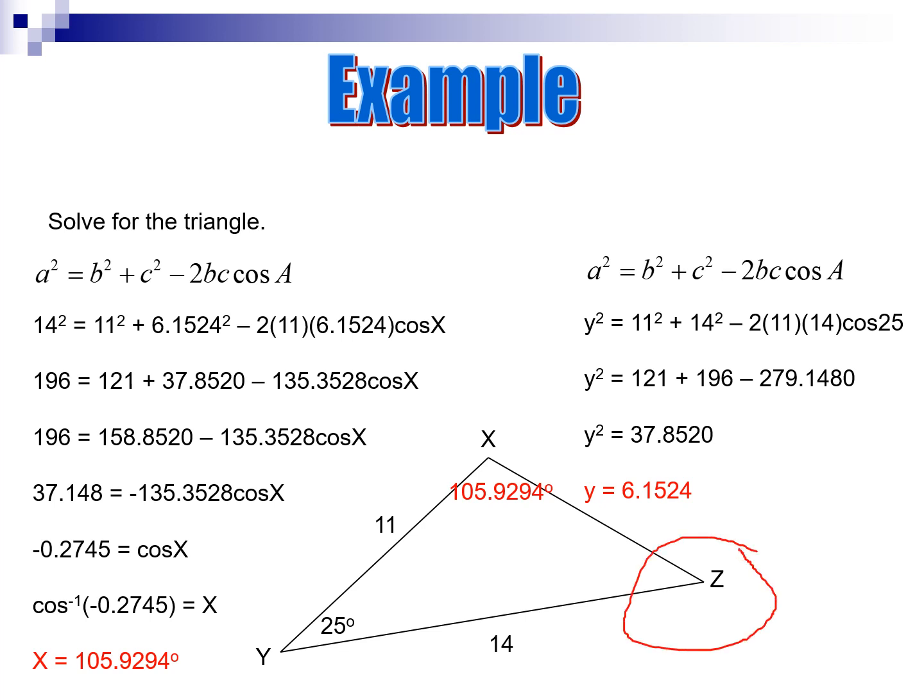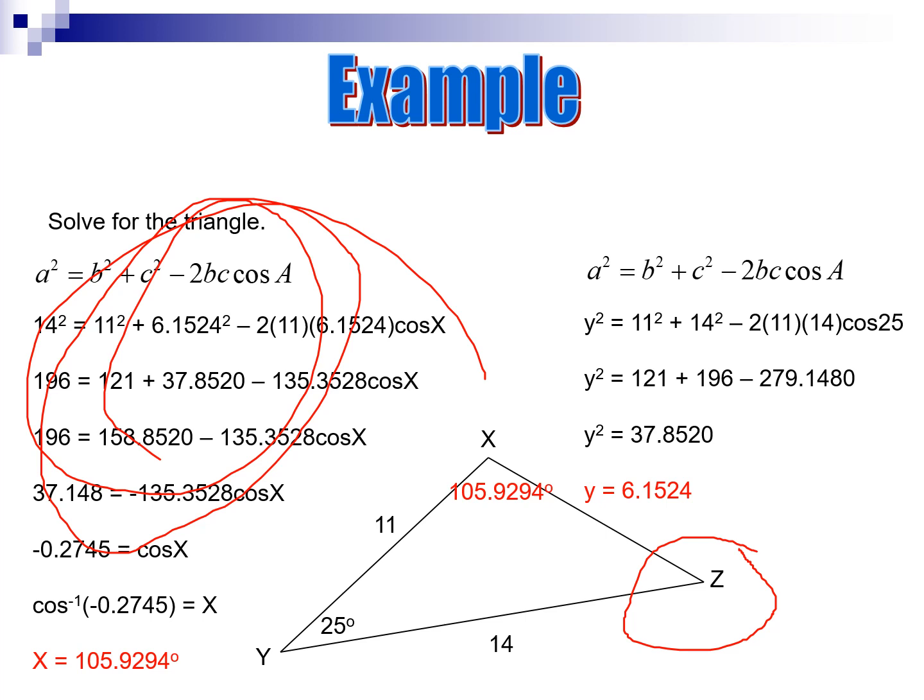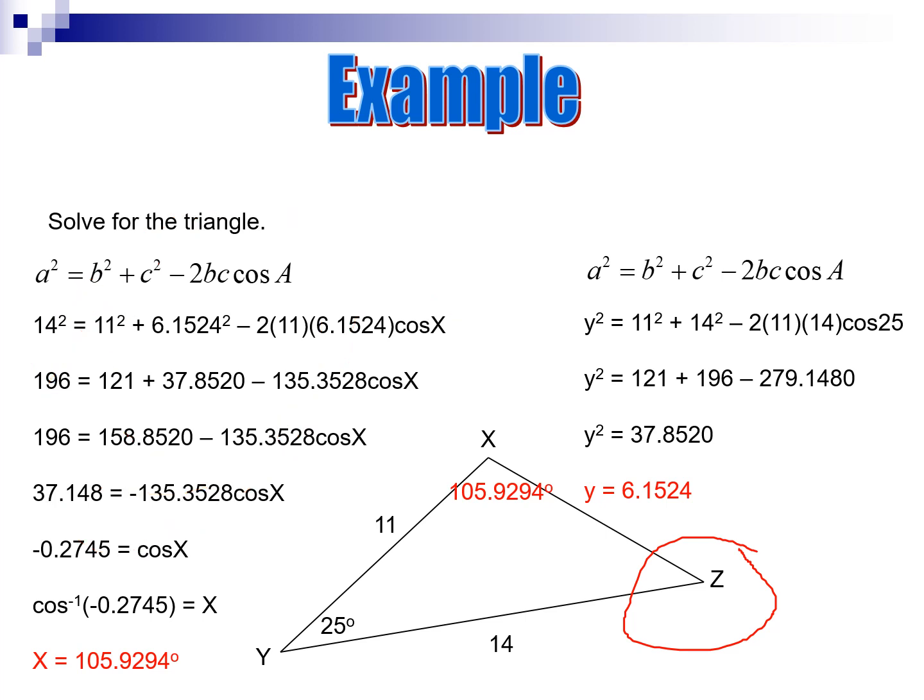Now, angle z, you have a few choices. You can set up the problem and do it all over again for angle z, or if you want to take a shortcut, you can use the triangle sum theorem. The 25 and the 105 must add to the z to get 180 degrees. So if you want to do that shortcut, you can.